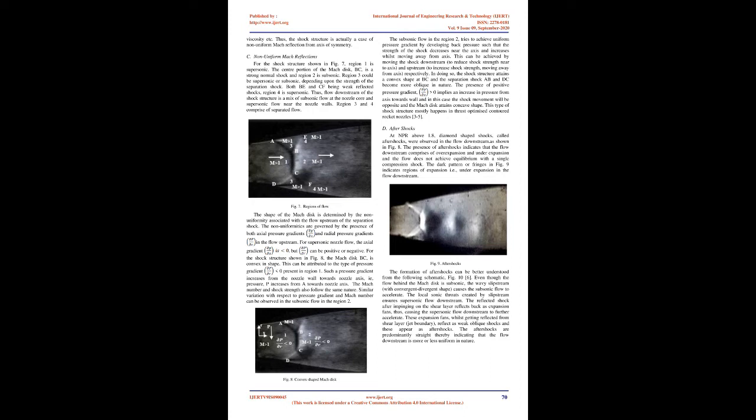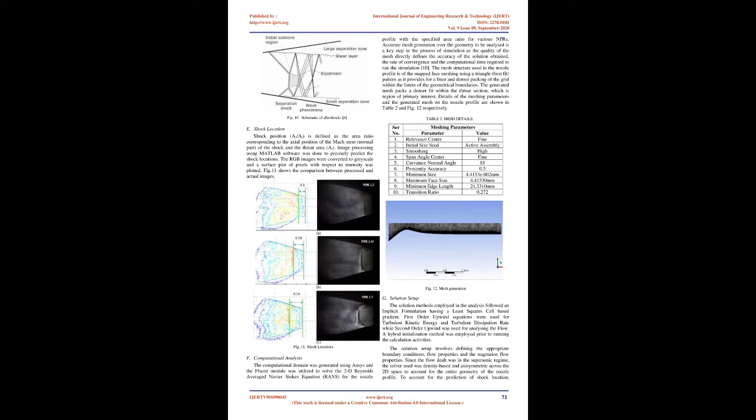See non-uniform Mach reflections. For the shock structure shown in Fig 7, region 1 is supersonic. The center portion of the Mach disk, BC, is a strong normal shock, and region 2 is subsonic. Region 3 could be supersonic or subsonic, depending upon the strength of the separation shock. Both BD and CF being weak reflected shocks, region 4 is supersonic. Thus, flow downstream of the shock structure is a mix of subsonic flow at the nozzle core and supersonic flow near the nozzle walls. Regions 3 and 4 comprise separated flow. Fig 7. Regions of flow.